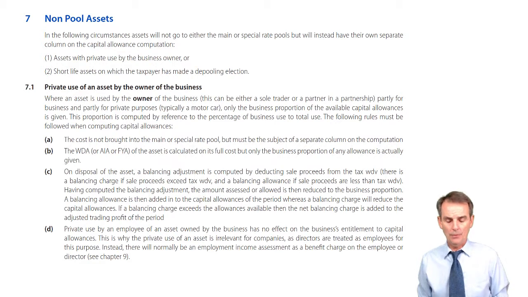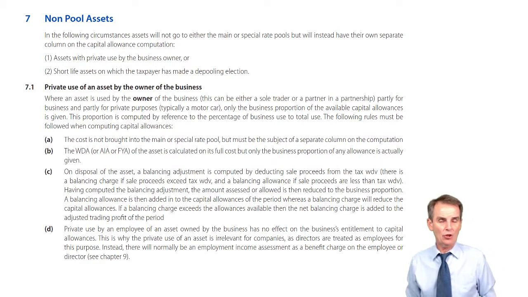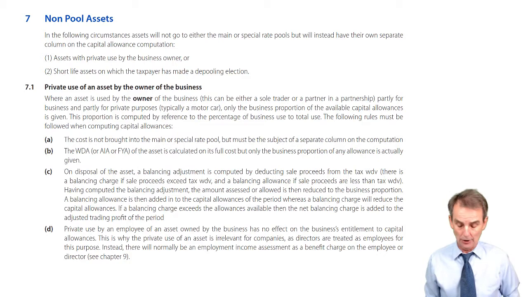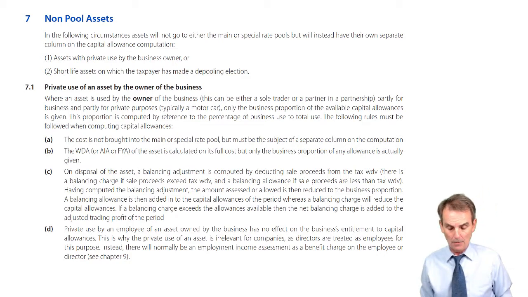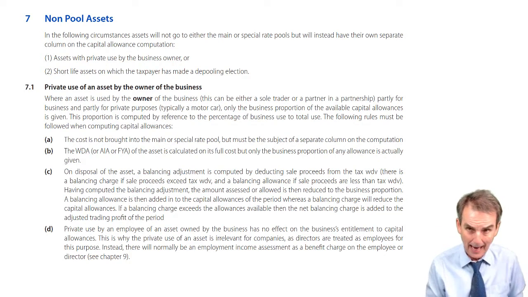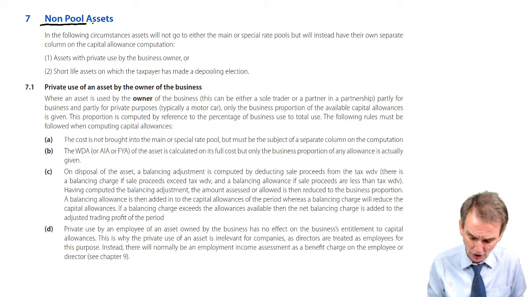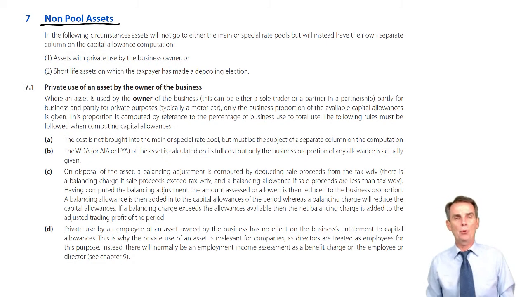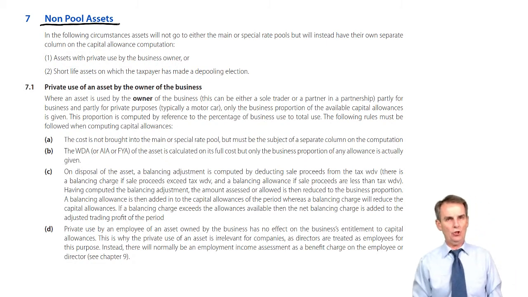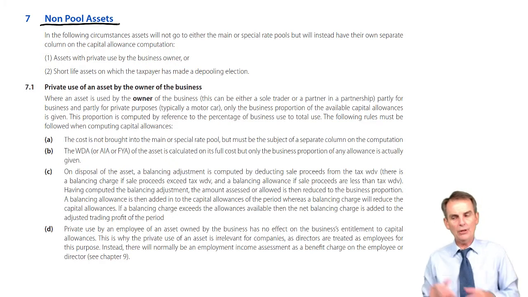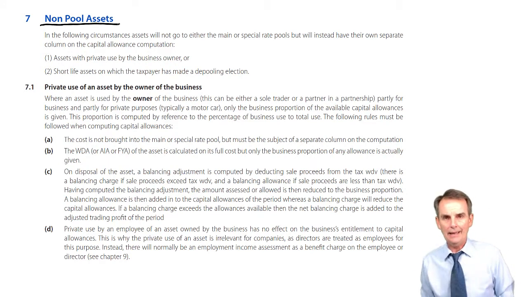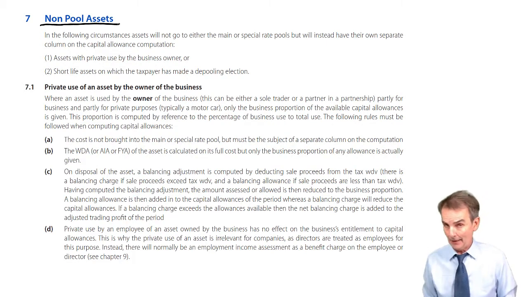What we're about to see on this next section of Chapter 5 that we're dealing with, and you can see on your screens on your notes in front of you, is that we may, and very often do in exam questions, deal with the purchase of what are classified as non-pool assets. So when purchased, they do not go to the main pool, they do not go to the special rate pool. If there is WDA to be claimed, and there usually is, then it will have its own separate column on the face of the computation.